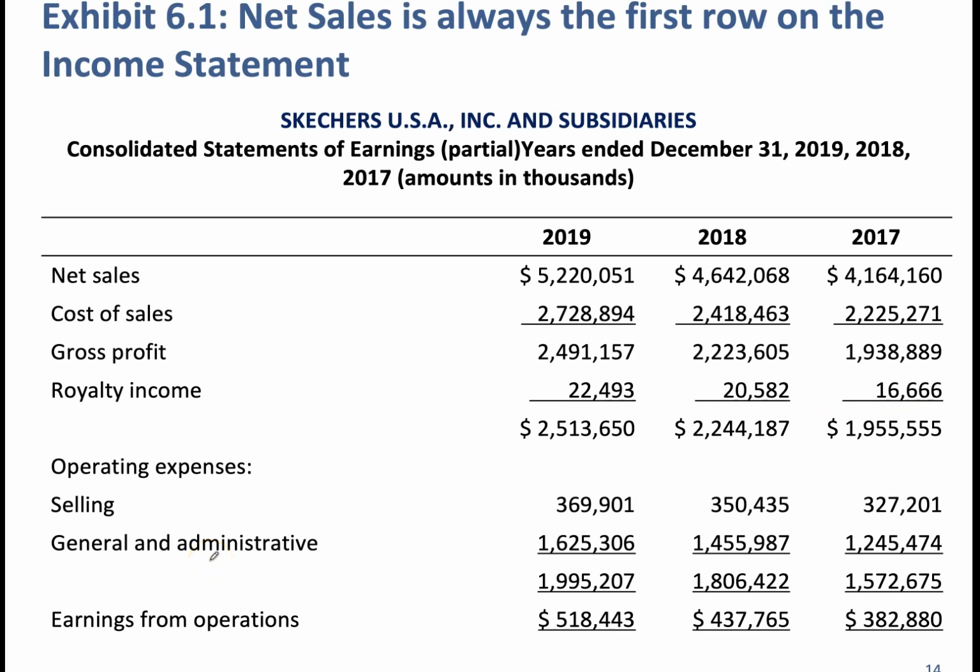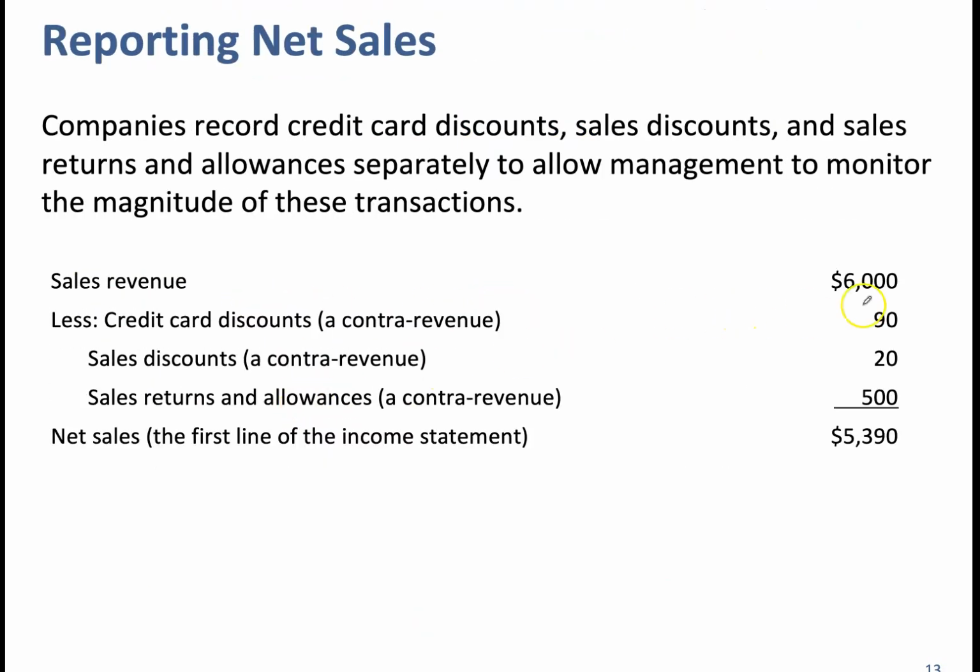Why is it important? It's important because net sales is always the first row on our income statement. So if you look at an income statement, the first row of the income statement is always net sales, which means it's the original sales subtracting all the discounts and allowances.